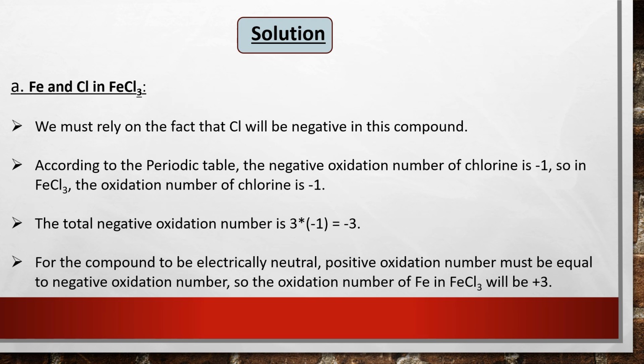The total negative oxidation number is 3 multiplied by -1, which is equal to -3. For the compound to be electrically neutral, the positive oxidation number must be equal to the negative oxidation number. So the oxidation number of Fe, iron, in FeCl3 will be +3.